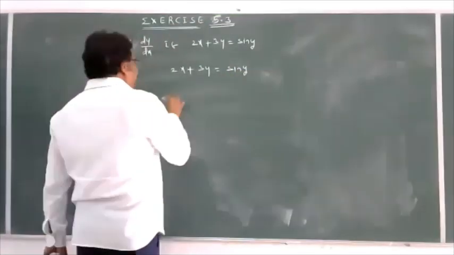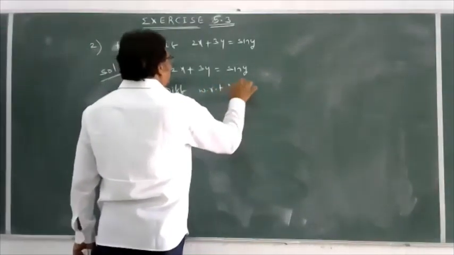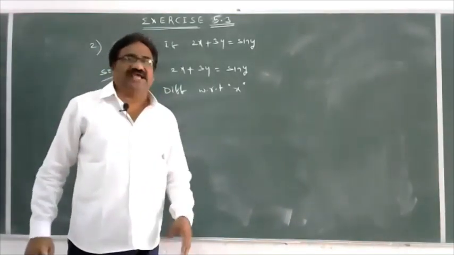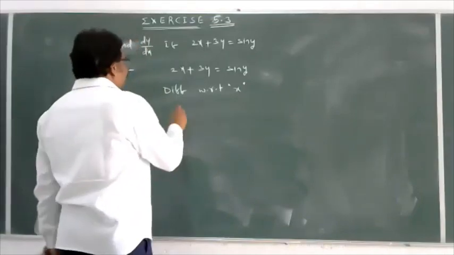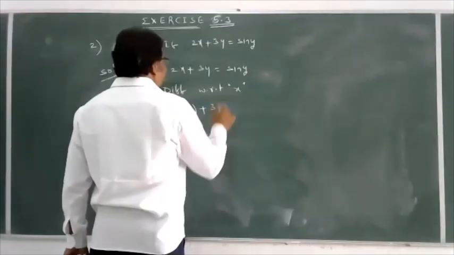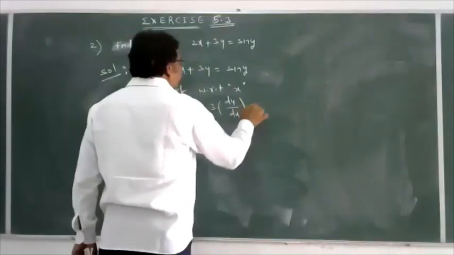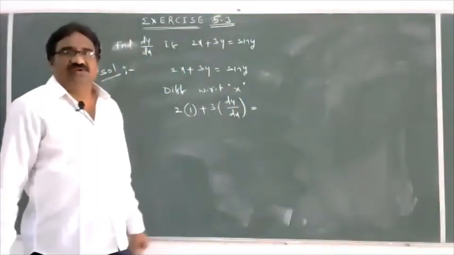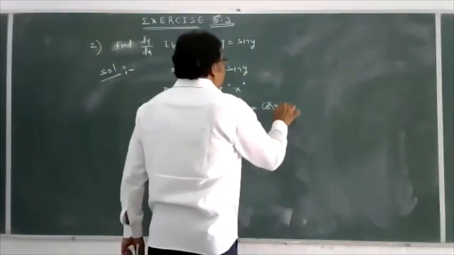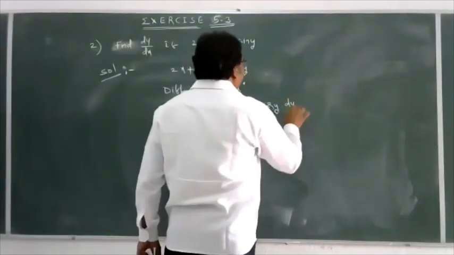Differentiating with respect to x. Same, 2 is constant, 2 into x derivative with respect to x is 1, plus 3 into y derivative with respect to x is dy by dx is equal to sin y. Sin y derivative is cos y, but here this is not x, this is y. Y derivative with respect to x is dy by dx.